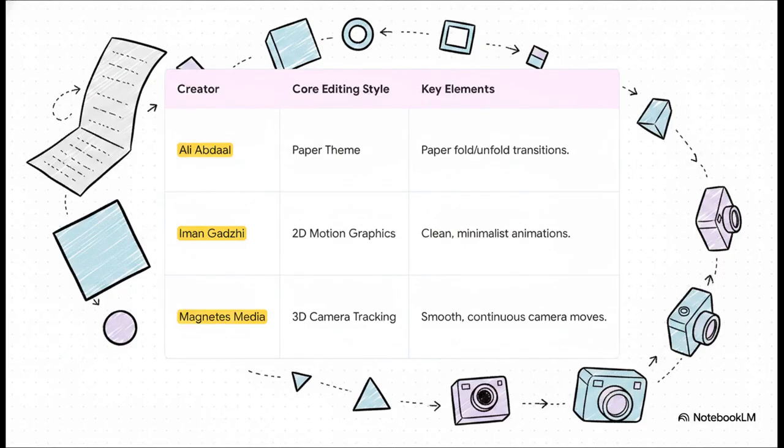So what does a unique style actually look like in the real world? This breakdown is perfect. Look at Ali Abdaal. He built his entire style around this paper theme. Iman Gaji, it's all about those clean 2D motion graphics. They didn't master 100 different effects. They just picked a few key elements and built a recognizable brand around them.